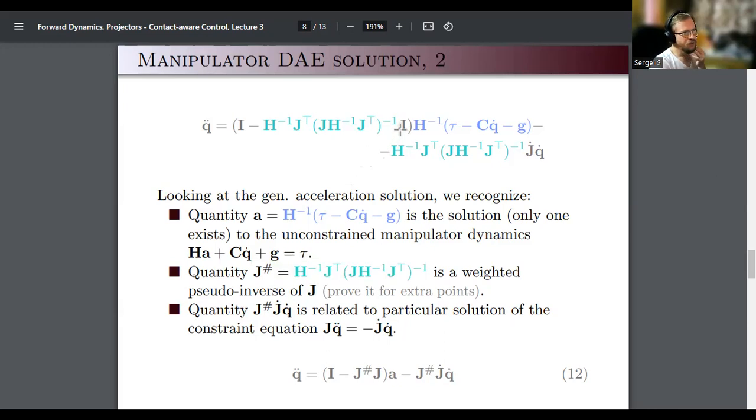So you can prove to me that this is the case. This is a weighted pseudo-inverse. When we say weighted pseudo-inverse, we can mean a variety of things. One way is to say weighted pseudo-inverse means it solves this problem.